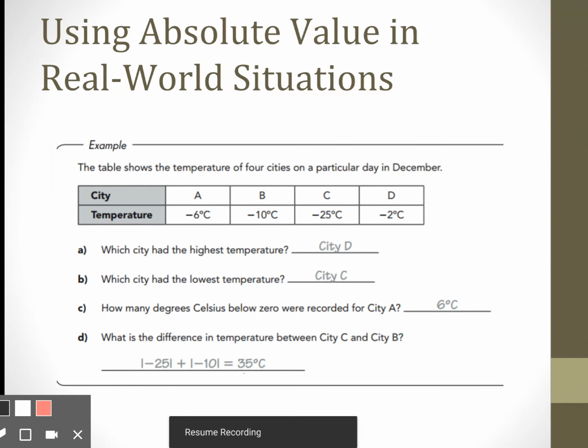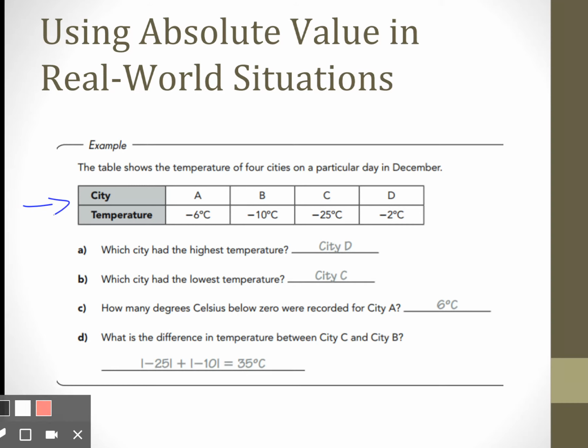So we know that negative numbers occur in real-world situations, such as temperature, which this example is going to talk about, a loss in yards, maybe in a football game, how many feet below sea level. But we are going to use absolute value to help us answer questions.